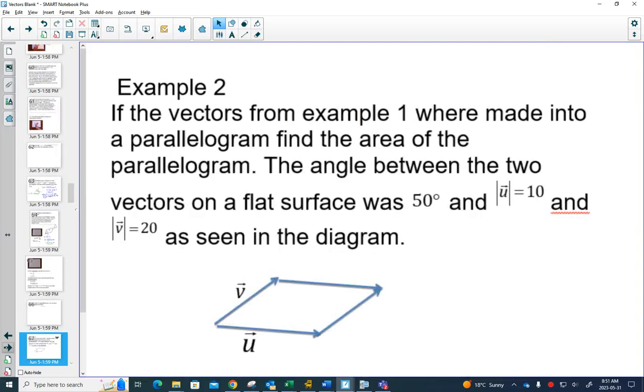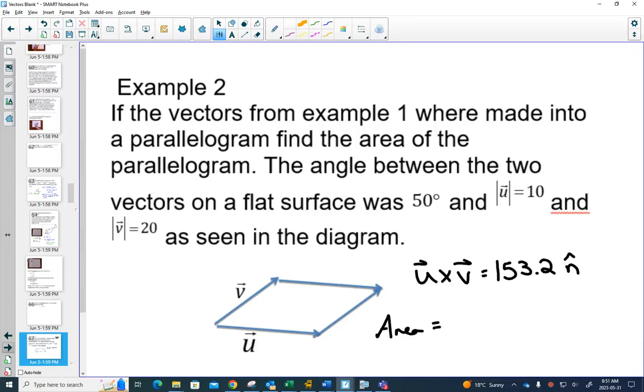So in the question that we just did, we got an answer that u cross v was 153.2 pointing outwards as a unit vector. So the area, the magnitude of this, will be 153.2. Now there's no units given in here. Units squared. But if there were units, we could add those units as well.